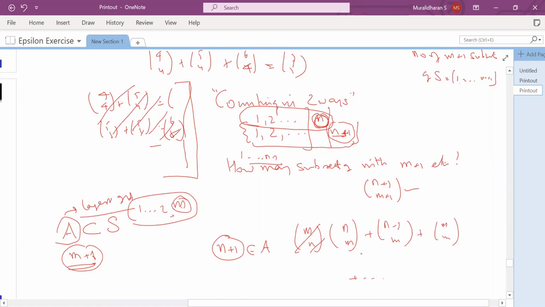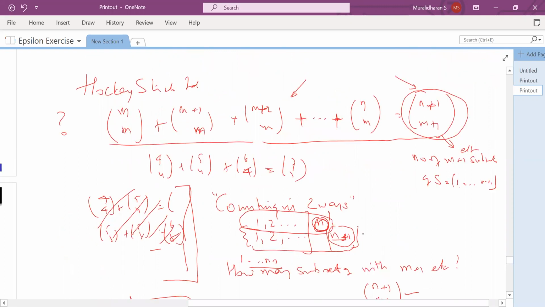So what I have here is that the largest element is m plus 1, or m plus 2, and up to n plus 1. So this is the right hand side. The left hand side and right hand side both count the same thing. What do they count? They count the number of m plus 1 element subsets. So we are done.